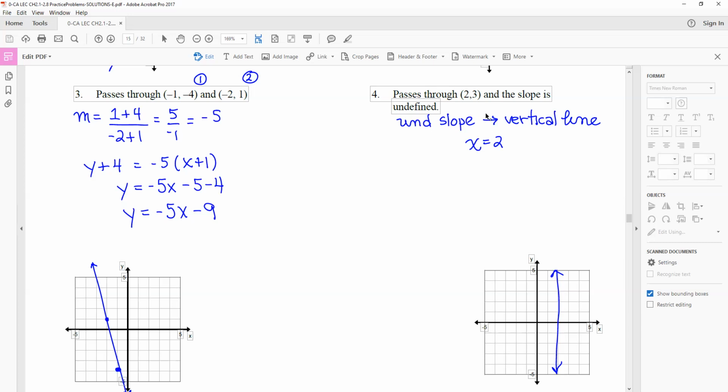In the case of number 4, it tells us it goes through the point (2, 3) and the slope is undefined. If the slope is undefined, it's a vertical line. And here it tells you the x value is 2. So here is your vertical line at x equals 2.